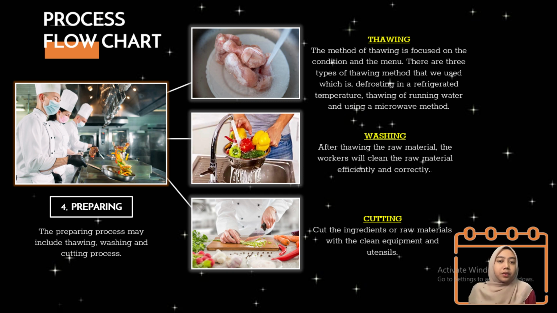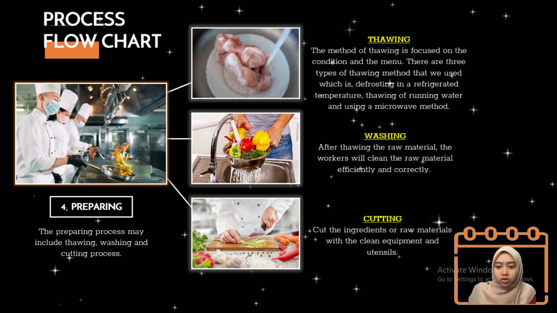Process number 4 is preparing, which may include thawing, washing, and cutting process. First is thawing process. The method of thawing is focused on the condition and the menu. There are three types of thawing method that we use in our hotel kitchen. First, defrosting in a refrigerated temperature. This is the most crucial method that we use to defrost the chicken, meat, and seafood. Second method is thawing of running water. This method we use if there is an emergency preparation situation in the kitchen, especially for meat. And lastly, using a microwave method.